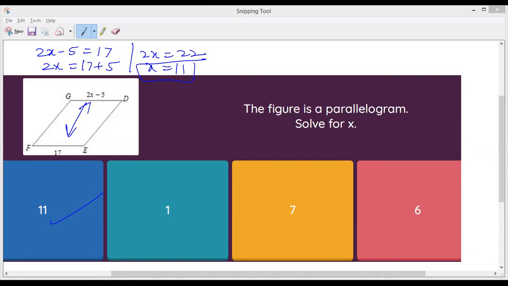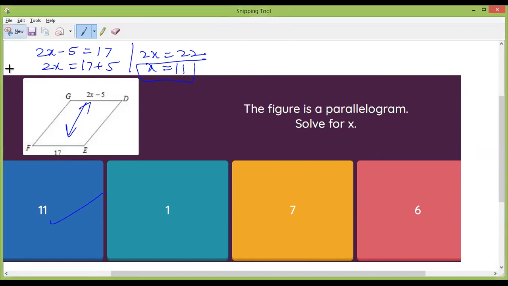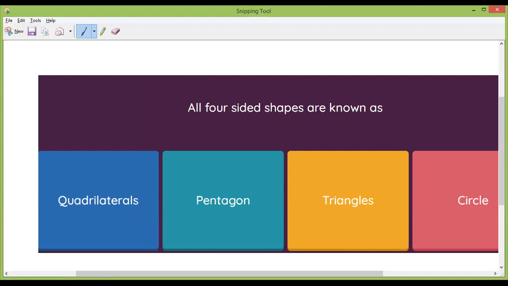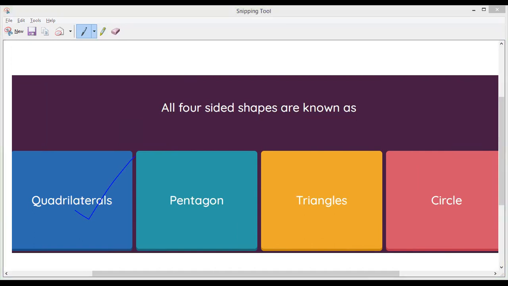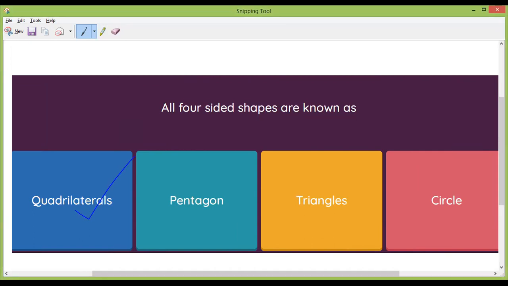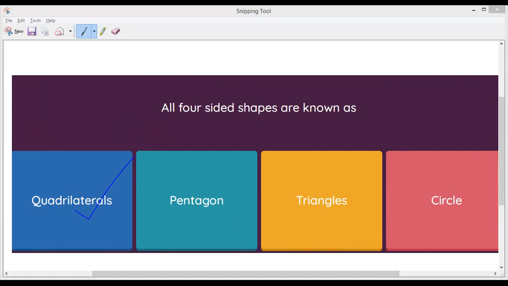Now this is a simple one. It can be asked in multiple choice questions. All four-sided shapes or closed figures are called what? So it's a quadrilateral, right? A pentagon is a five-sided figure, and a circle has no sides, it's just a curve. Let's move on to the next question. It's a simple one to identify the shape.